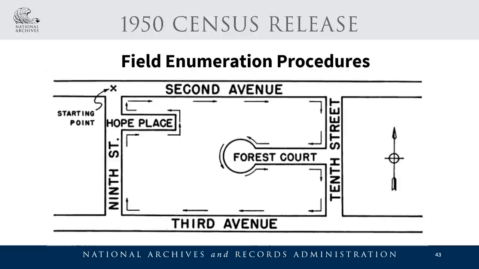And then you would do another block after that. So one street that is within an enumeration district might be represented on several sheets of paper in the actual census records, because the enumerator was following this pattern.